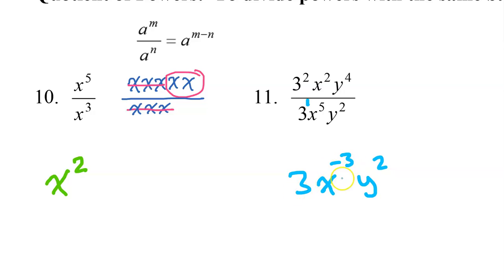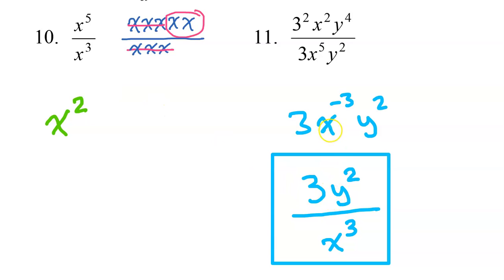We cannot leave negative exponents in the answer. The fact that we have a negative exponent means that the x belongs in the denominator. So we drop the x down to the denominator and make the exponent positive. So this is the final answer.